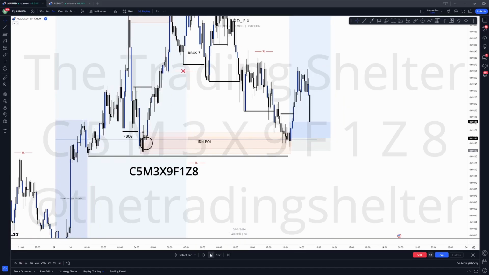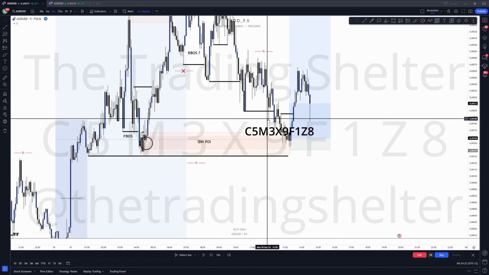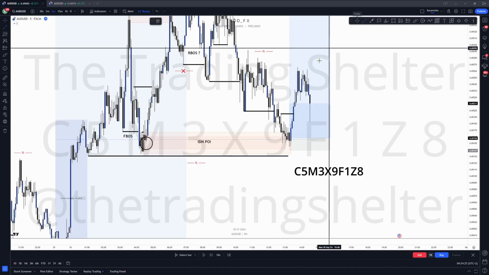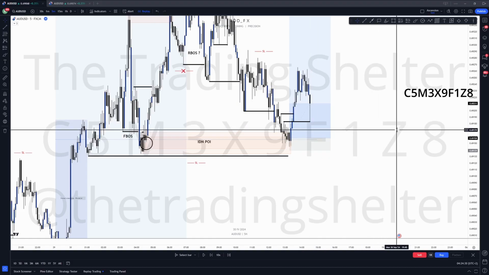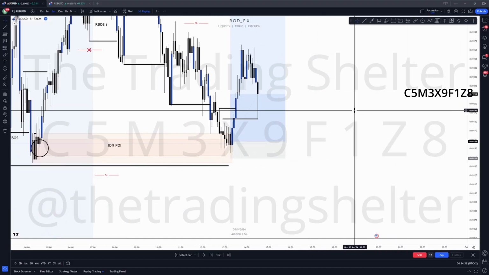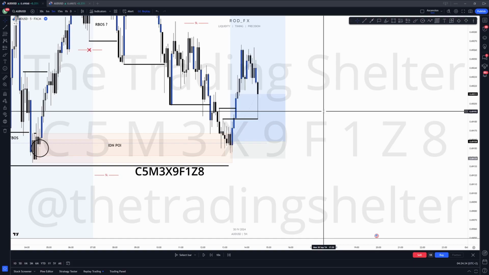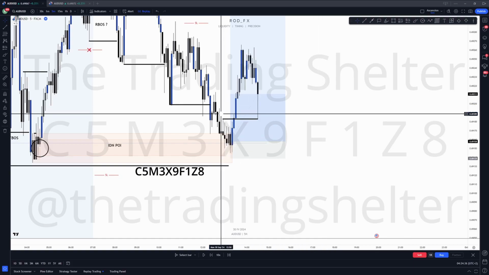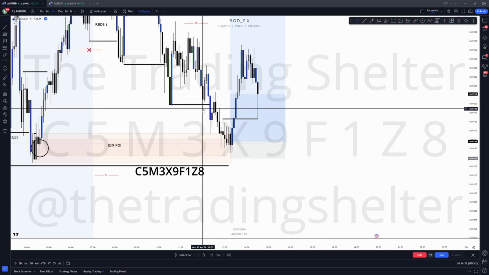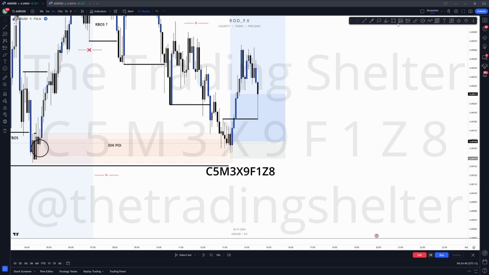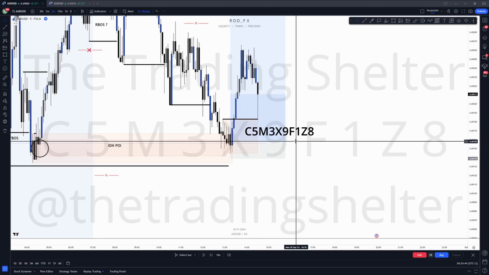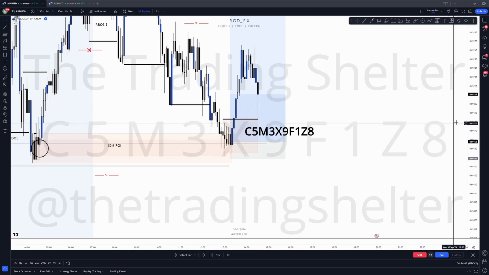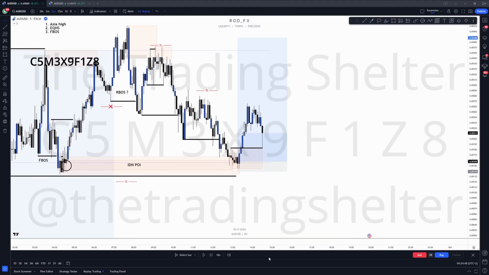So now price comes back. Really straightforward. Fills the imbalance perfectly. And again, we will talk about imbalances soon. I think there's a lot of people that don't know what an imbalance is, but look at the POI. Also mitigates this POI on the M5. Cannot be more perfect.